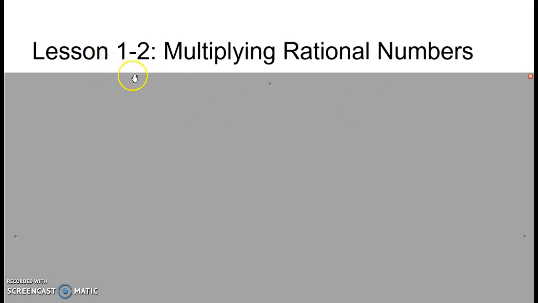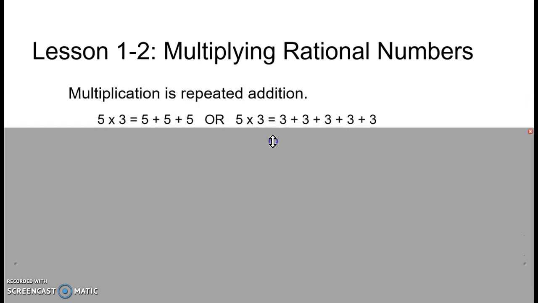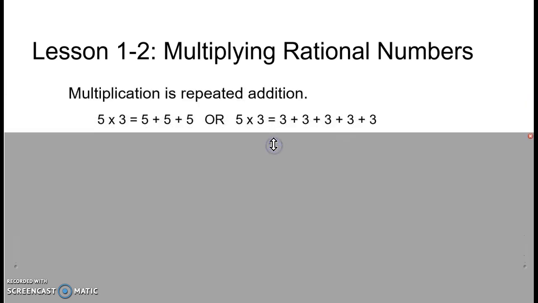Chapter 1, Lesson 2, Multiplying Rational Numbers. In this lesson, we're going to be looking at multiplication.